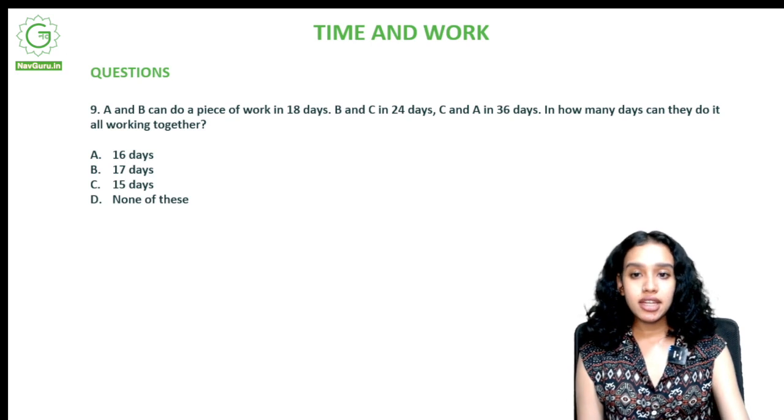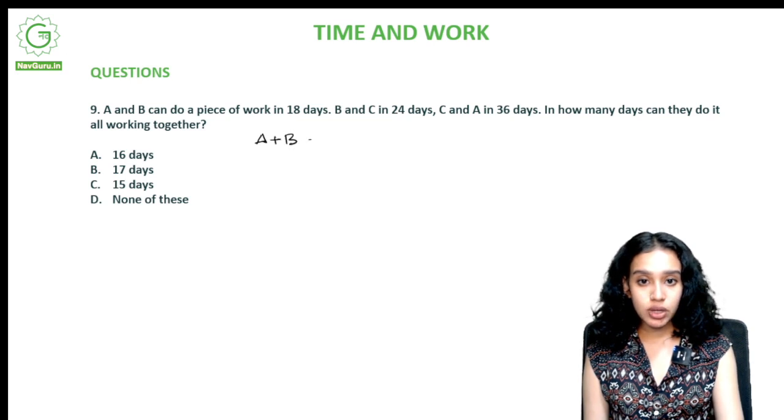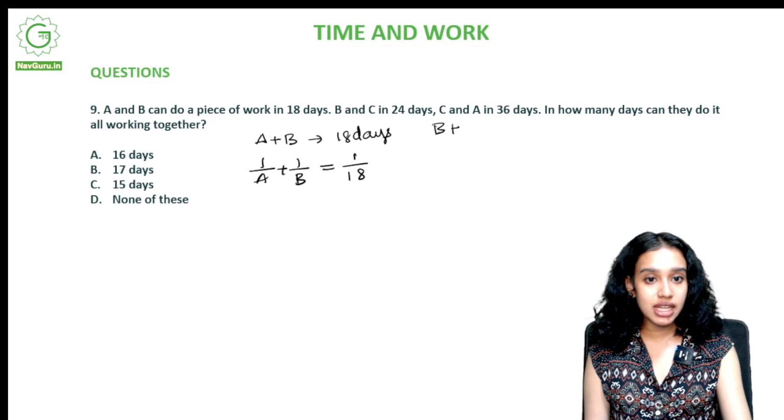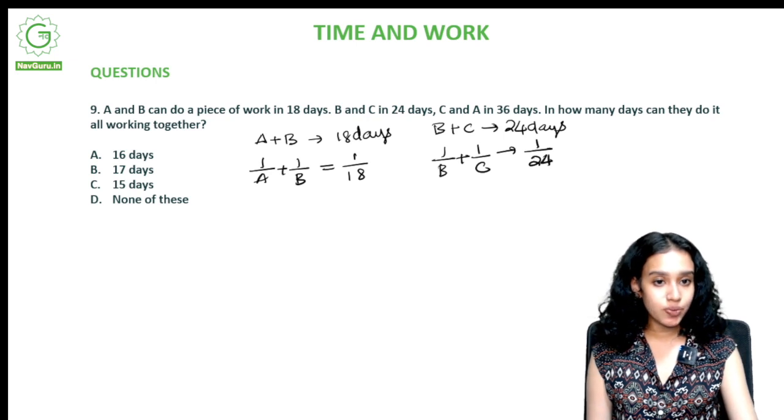Now A and B can do a piece of work in 18 days. So A and B do the work in 18 days, so the amount of work done by A and the amount of work done by B is equal to 1 by 18. Now B and C take 24 days. So the amount of work done by B and the amount of work done by C is equal to 1 by 24, right?